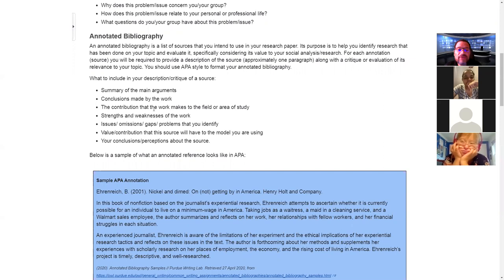Your job is to analyze that piece of reference material because that reference material you will use for your overall report. So the job here is each person must go through this annotated bibliography for one article on their own.